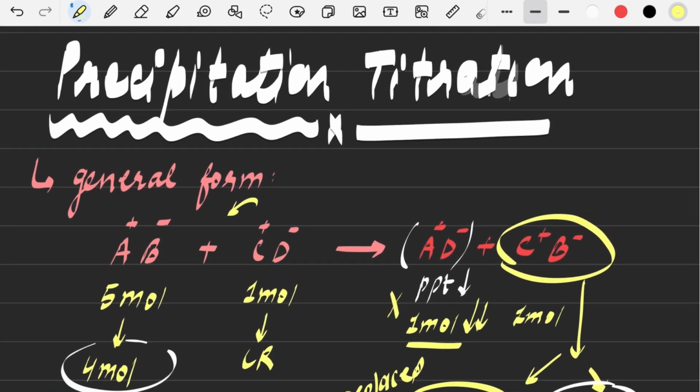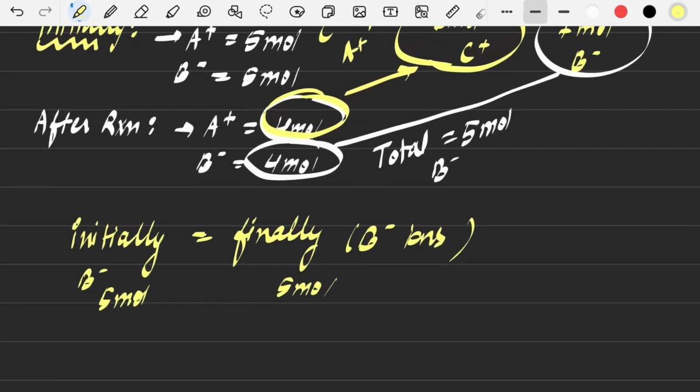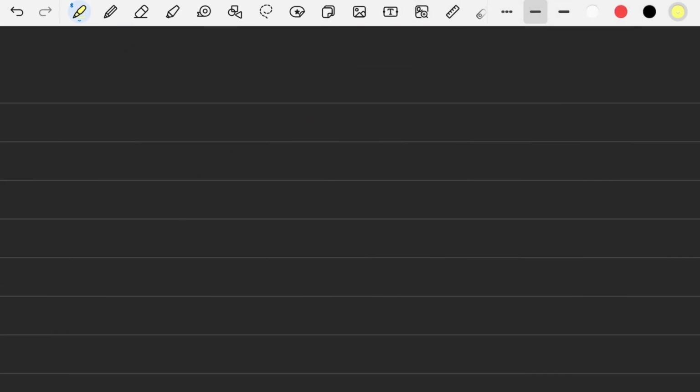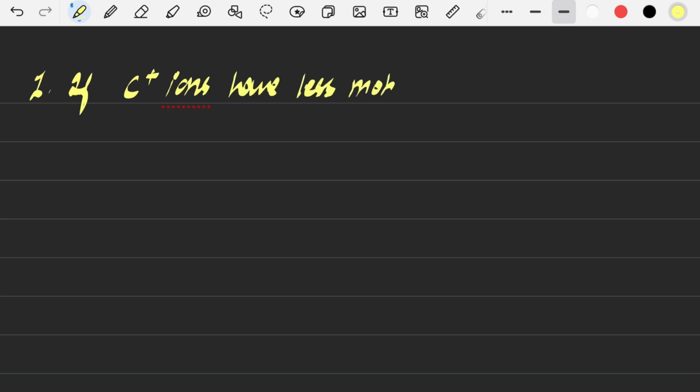Now we will move on to the next part. Here we have to draw the graph. Okay, so let me take one more page here. We have 3 graphical representations here. The first graphical representation we will consider is if the C positive ions have less mobility, okay, less mobility than your A positive. So the first graphical representation will be based on this one.